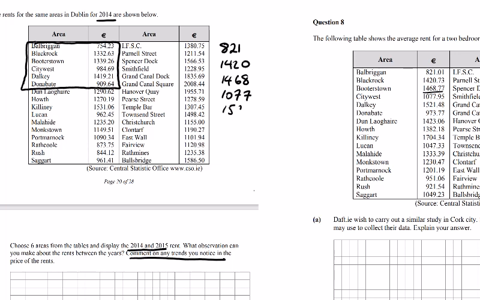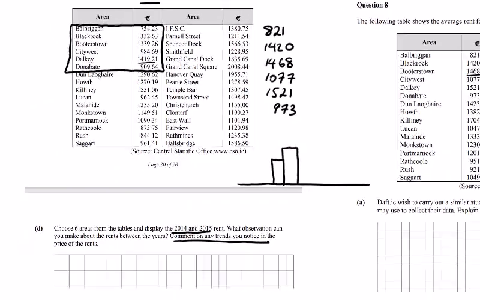1521 for Dalkey from 1419, and 973 for Donabate. So I would maybe do something like a side-by-side bar chart, 2014 and 2015, something along these lines, and do 6 of them side by side, and you're going to see an increase for all 6. That's what they're looking for in part D.